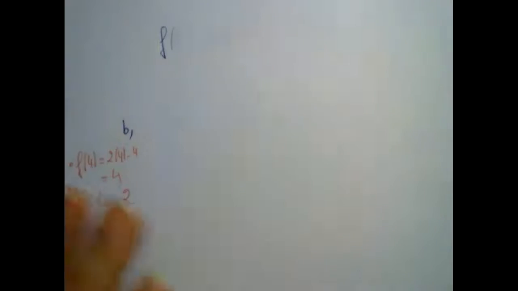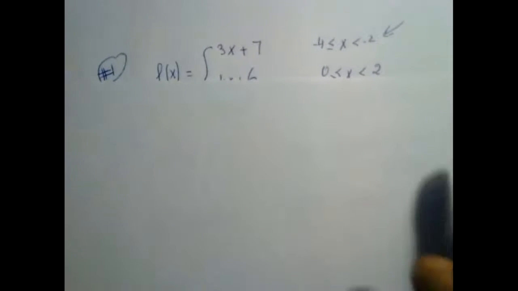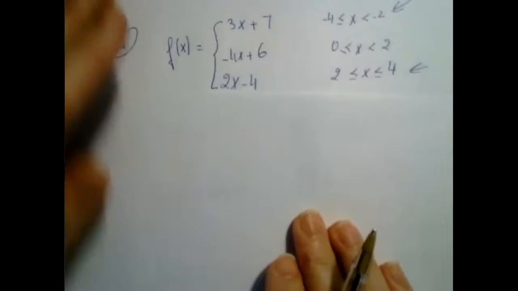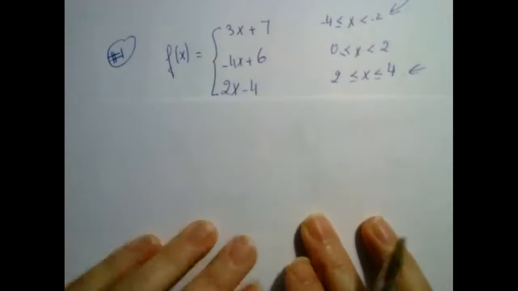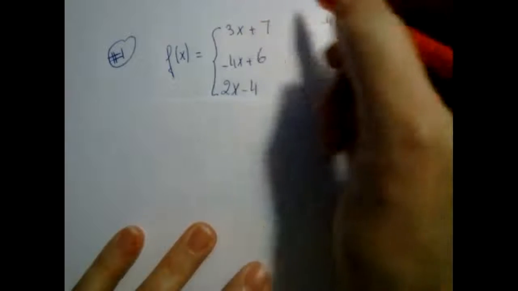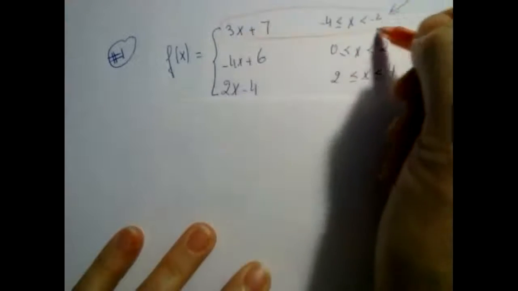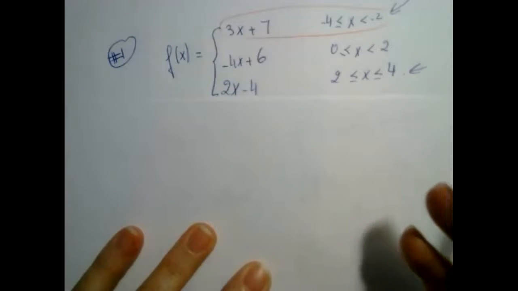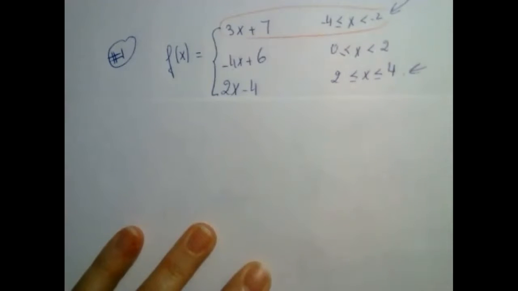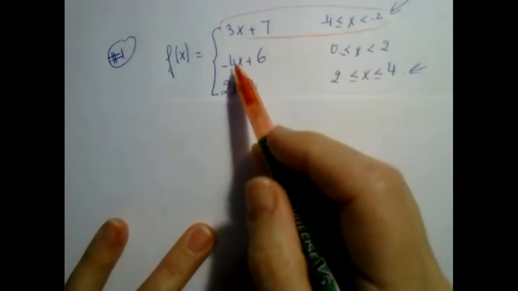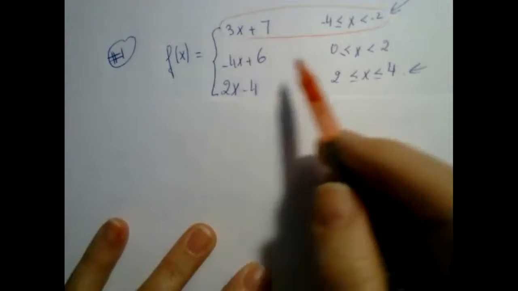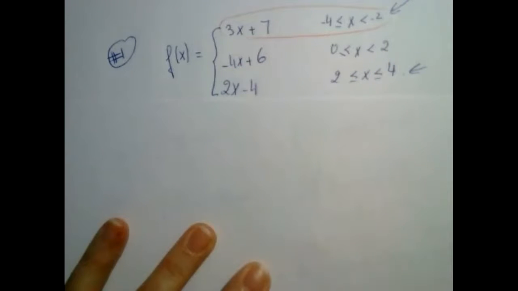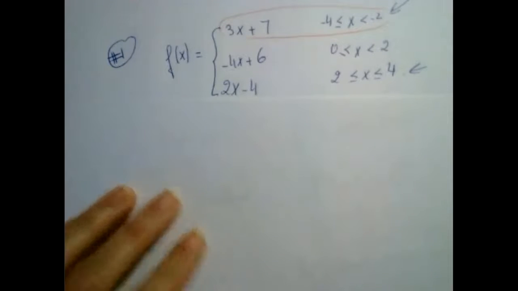So finally, we have to sketch the graph of f. And let's see how we're going to do it. F consists of 3 pieces, as you realize. To sketch it, we have to sketch the first piece, restricted between -4 and -2. So we sketch the line only between -4 and -2. Then we sketch the piece -4x plus 6 only between 0 and 2. So we're going to have another piece, and this will give me the third piece.